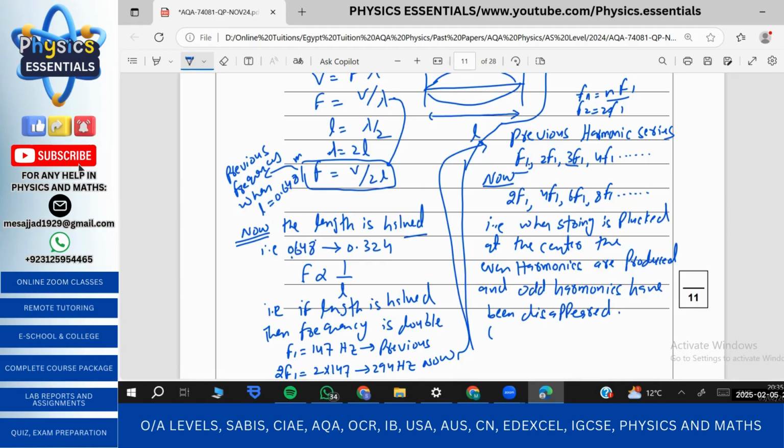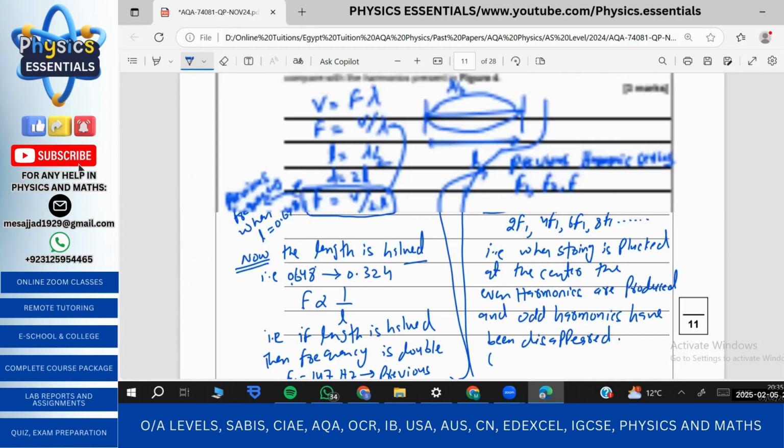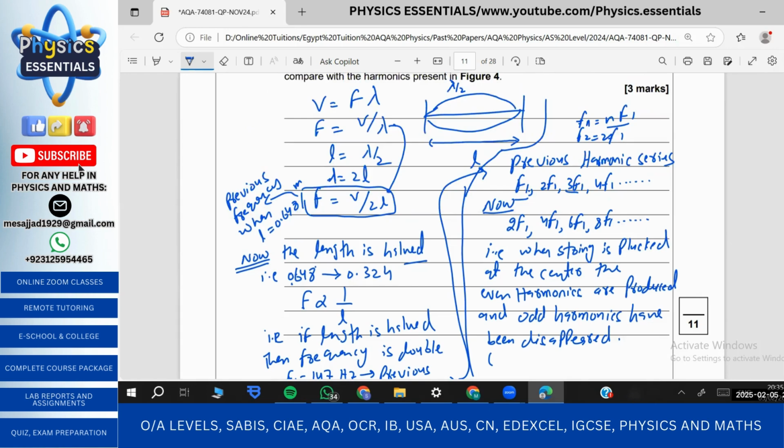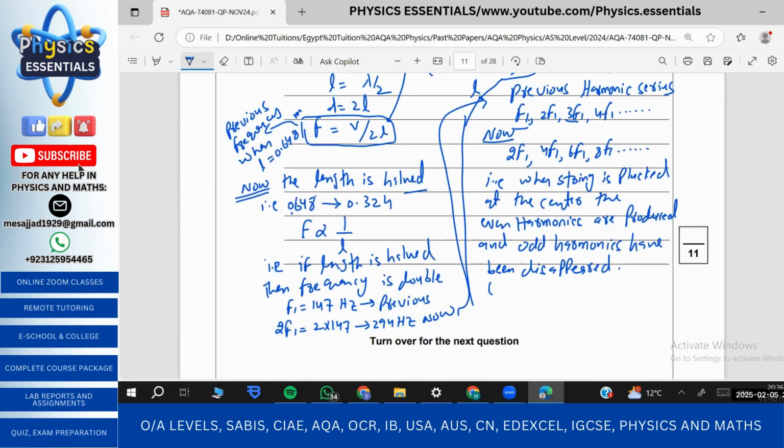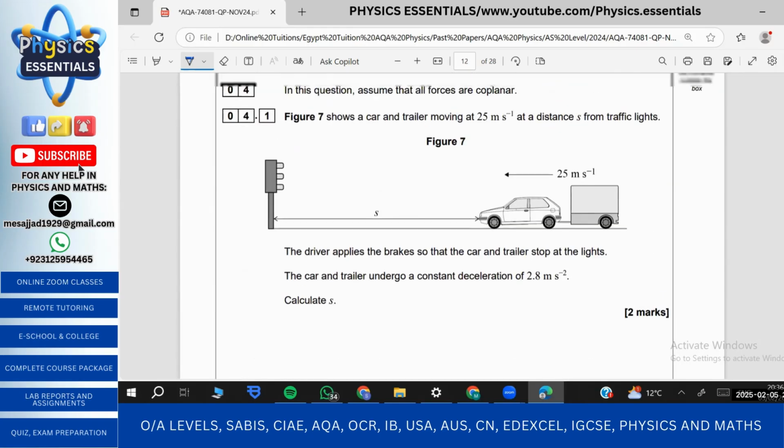So they were asking what happened to the frequency of harmonics when you touch the string in the middle. Previously it was F1, 2F1, 3F1, 4F1, but now when you touched it at the center, the new frequency is double. So 2F1, 4F1, 6F1, and 8F1, and so on. This was the new series of harmonics. So you will just say the frequency is doubled and the new harmonic series is only even harmonics, no odd harmonics. That's it. Question number 4.